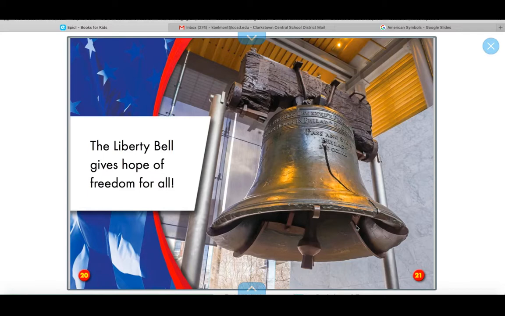Okay, second graders, great job listening to all those facts about the Liberty Bell. Now you get to do something super duper fun. You're going to go into Seesaw, and there are directions for how to draw a Liberty Bell. You'll need a piece of white paper and something to draw with. And then when you're done, you could post your picture on Seesaw. I can't wait to see them.